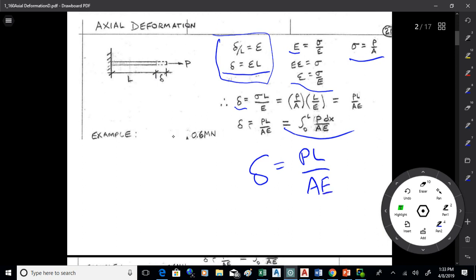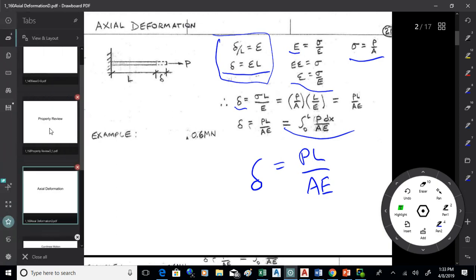And that's a common strength of materials formula. I've got that on your formula sheet if you need it. It's formula number 7. You'll see that in books all the time. It's used quite a bit.